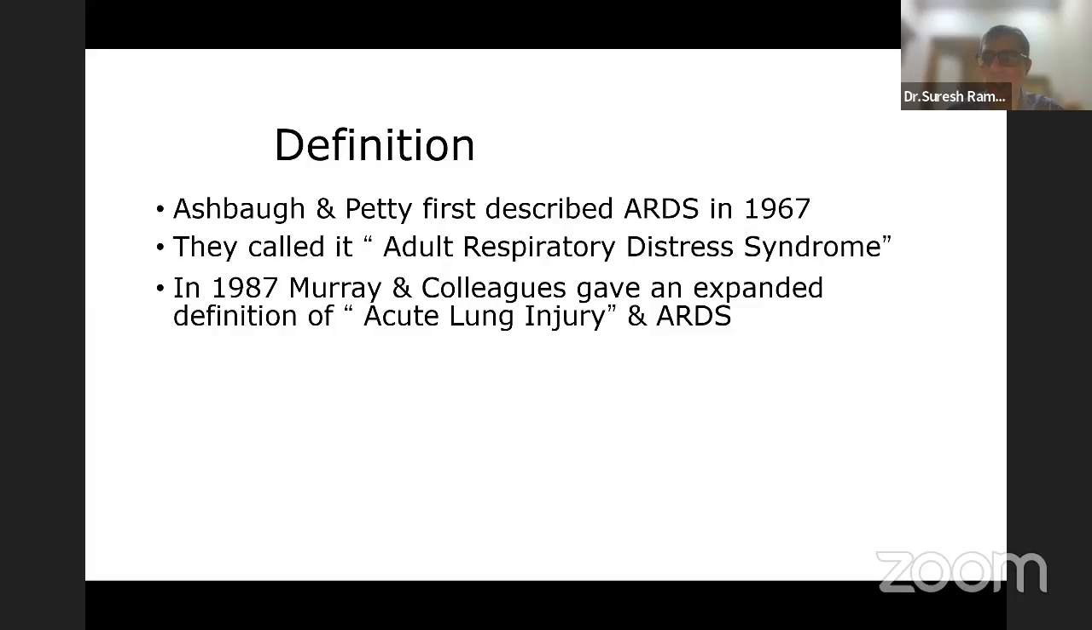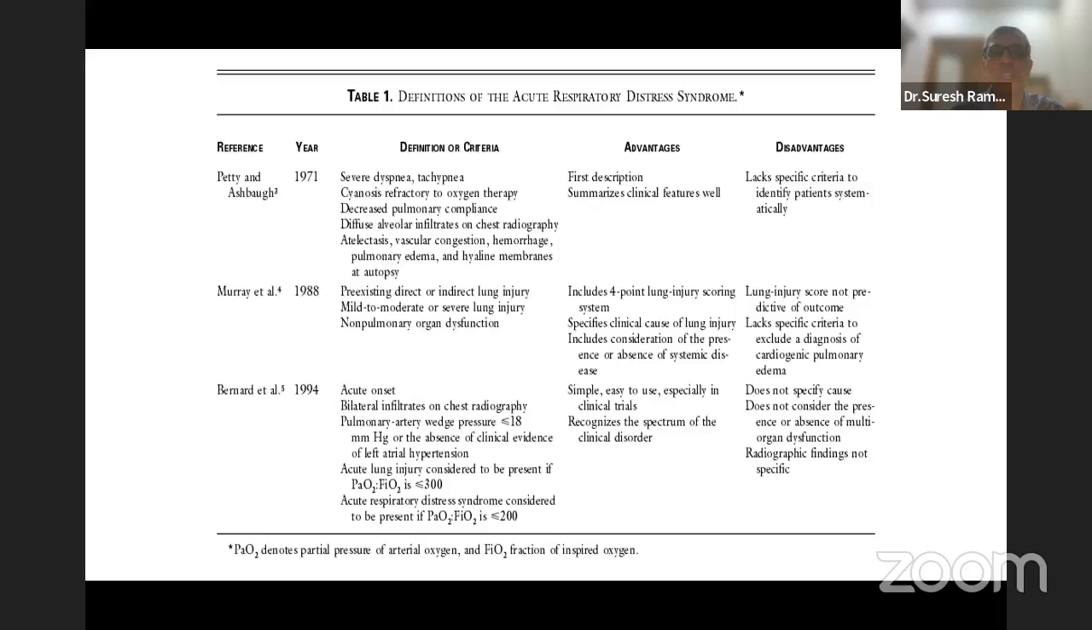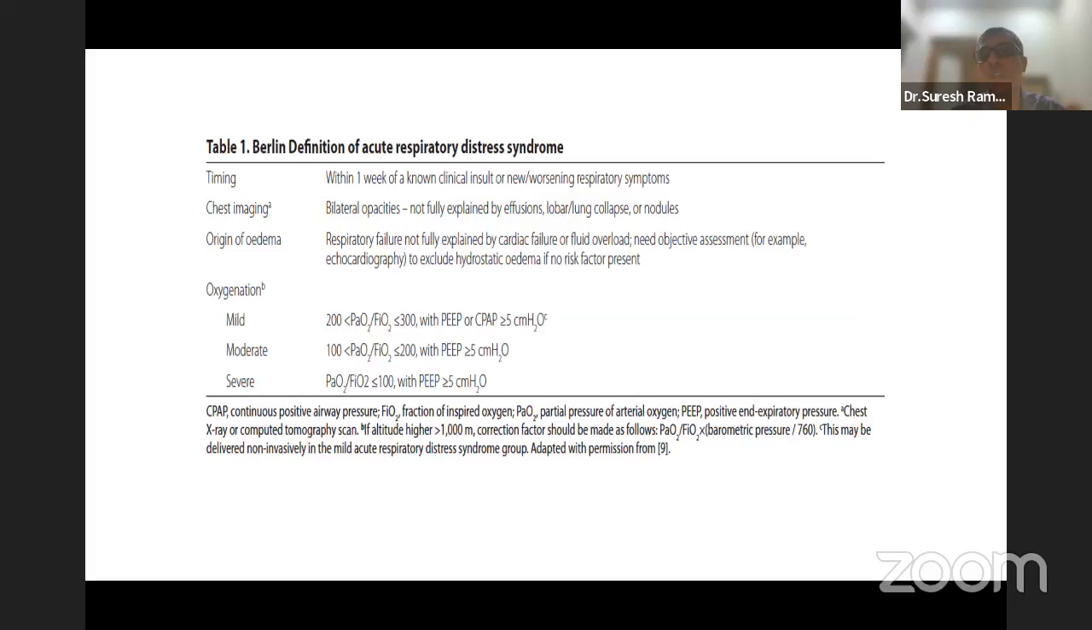They had a series of 13 patients. Obviously, this definition has undergone various changes over the years, from the 1971 first definition to the Murray definition of lung injury score, to the 1994 consensus statement, and to the present day Berlin definition, which, as I said, has to be within a week, which is what you saw in that X-ray. Within a day, you had bilateral infiltrates. And these bilateral opacities are not fully explained by effusions, lobar lung collapse, or nodules, and the origin of edema is not because of cardiac failure or fluid overload.